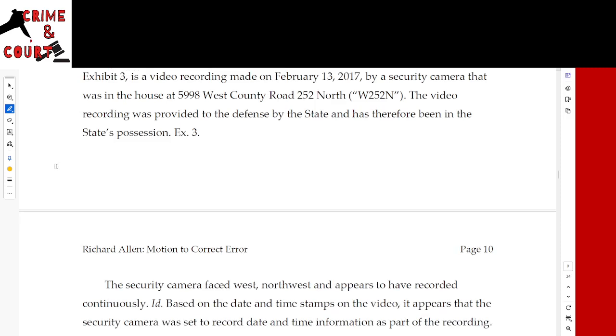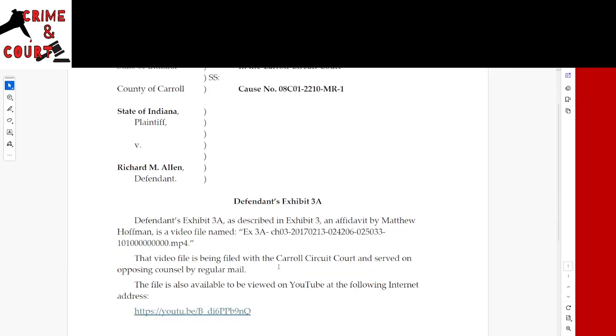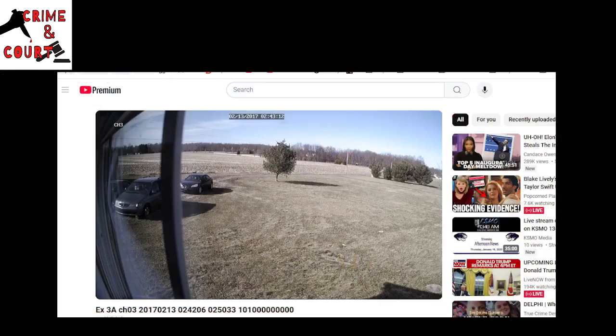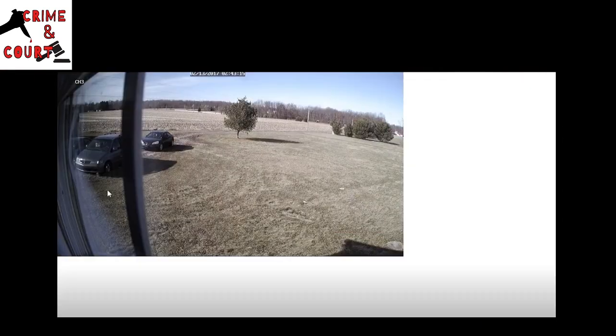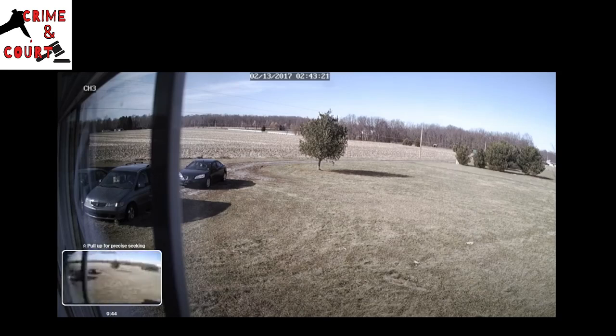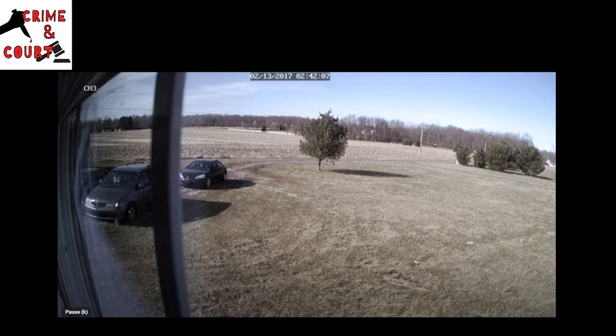Exhibit 3. So hold on one second, let me get there. All right, so this is Defendant's Exhibit 3A. Defendant's Exhibit 3A, as described in an affidavit by Matthew Hoffman, is a video file with a big long name. The file is here. So let's take a look, shall we? Let me make that bigger. All right, so this is Exhibit 3. Let me make sure it's on regular speed. Let's see what we see. I'm hitting play.